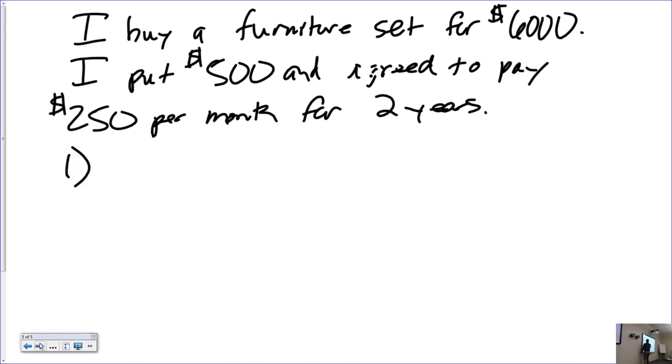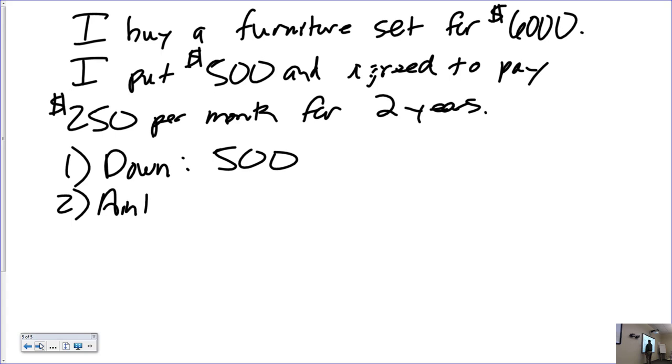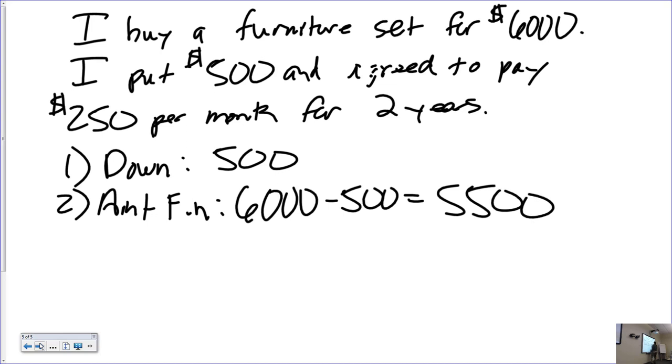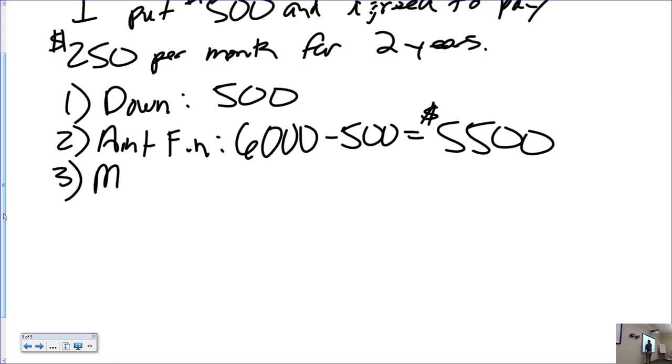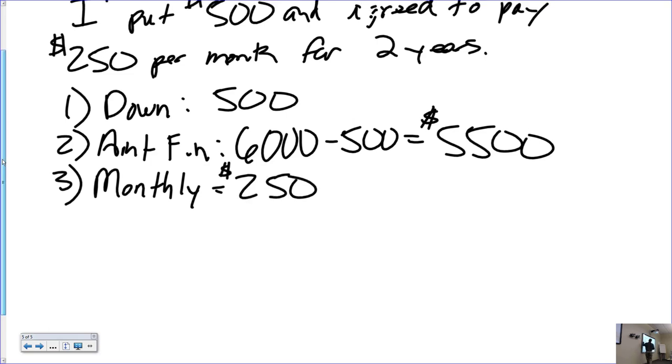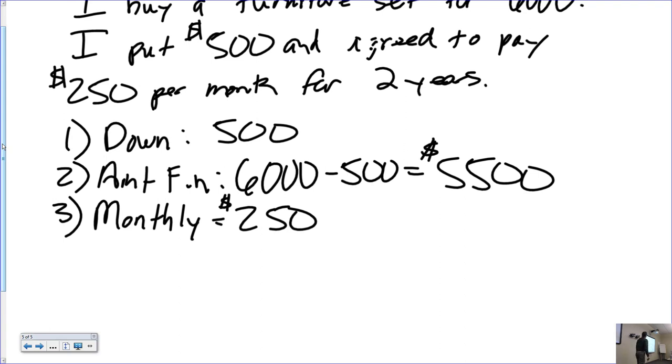All right, standard methods, folks. How much did I put down? $500. Good. How much did I borrow? $5,500. Technically, folks, what's my monthly payment? Because we agreed on it. Think of this as sort of the semi-layaway plan, except it's an inverted layaway plan.